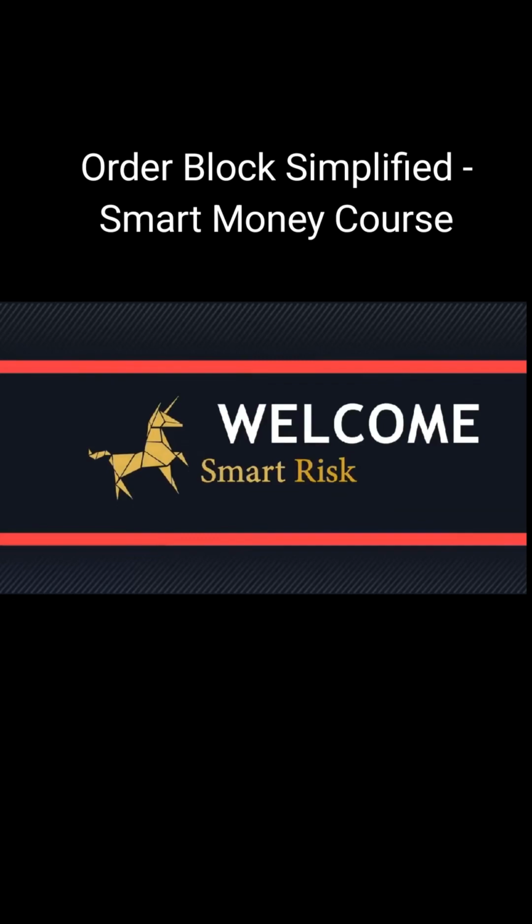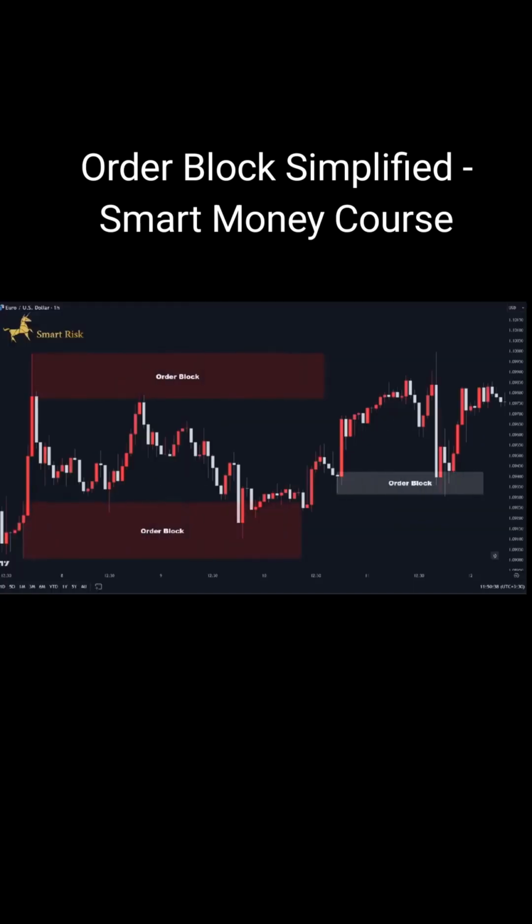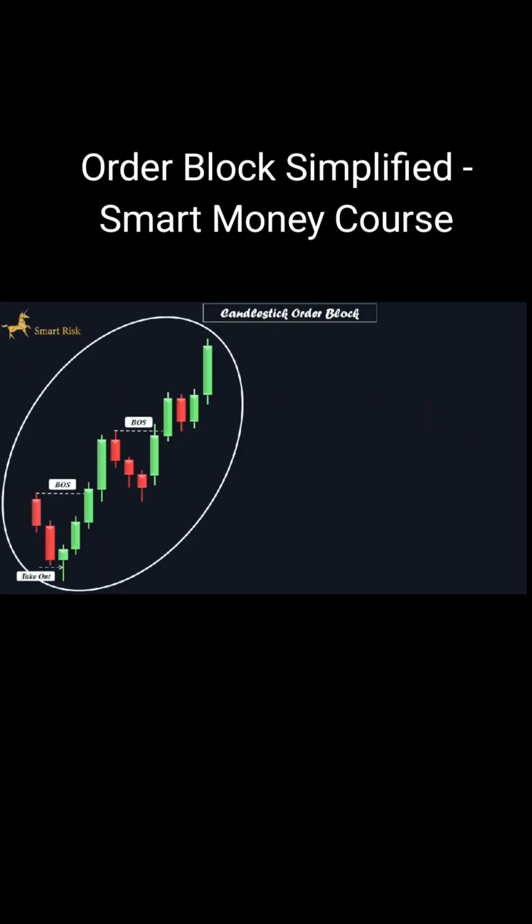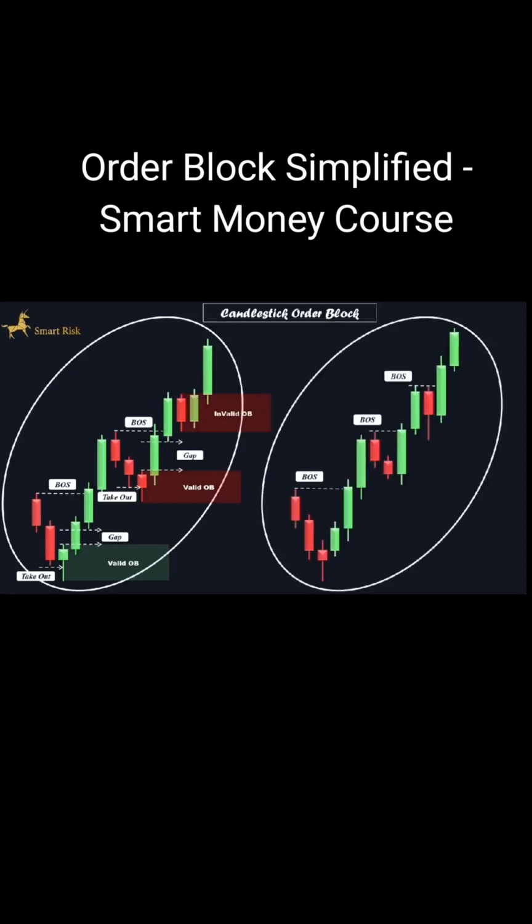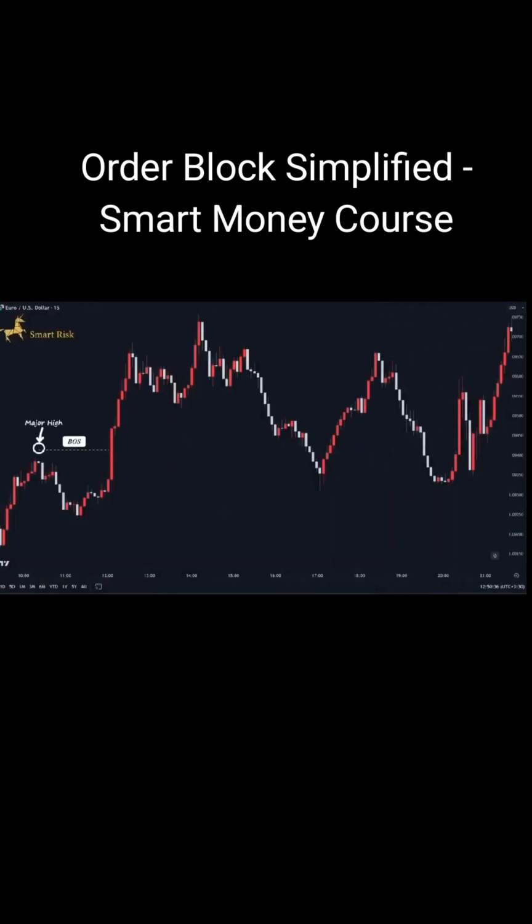Episode of Smart Risk. Trading without the skill to identify valid and high-quality order blocks can be extremely risky and may result in significant losses. Order blocks, often overlooked by many, play a pivotal role in executing well-informed trading opportunities and are a cornerstone in the strategies of smart money traders. However, many traders struggle to identify valid and high-quality order blocks, putting their trades at risk.